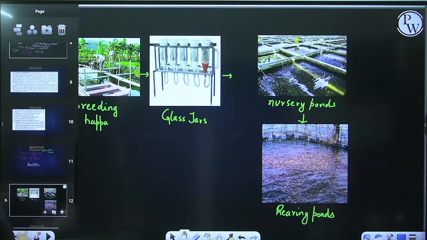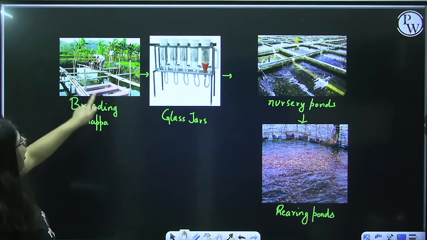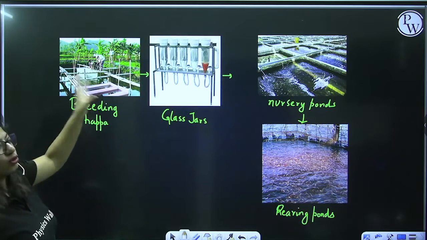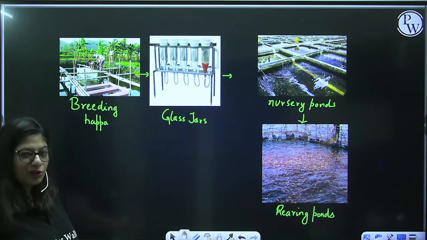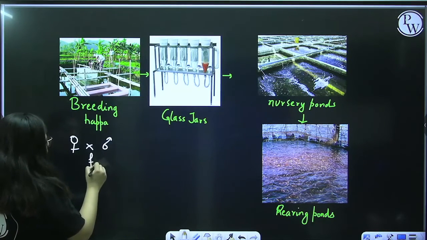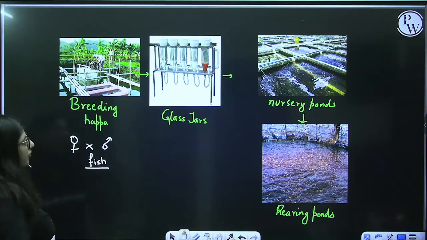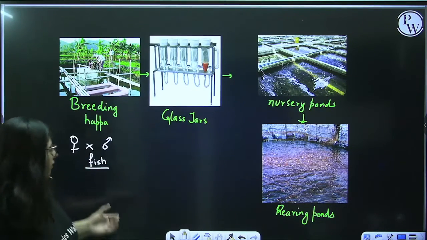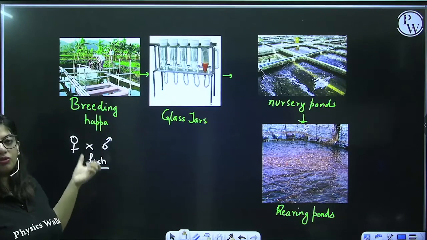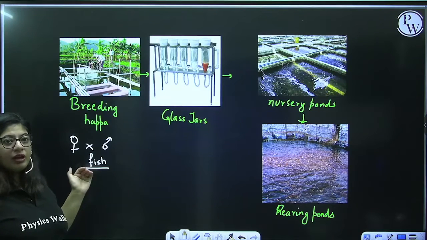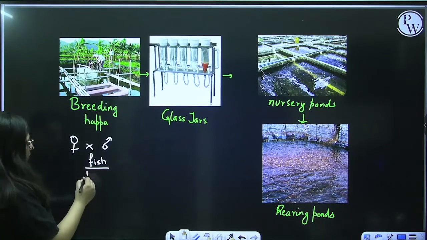Let's see. So first of all, we put these breeding happas. These are sticks you see, and these are nets you see. In these breeding happas, you throw two organisms, and what are those organisms? The male and the female fish. Sometimes they are injected also with FSH so that they produce more number of gametes, and they will fertilize, right? What do you do basically? You keep the male and the female so that they can produce eggs here.